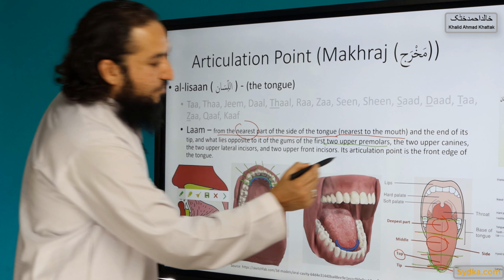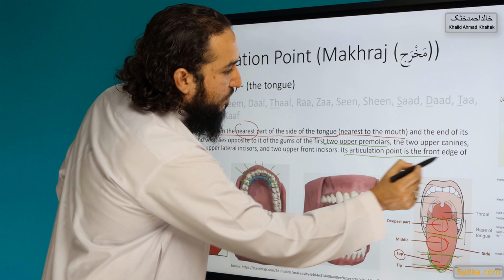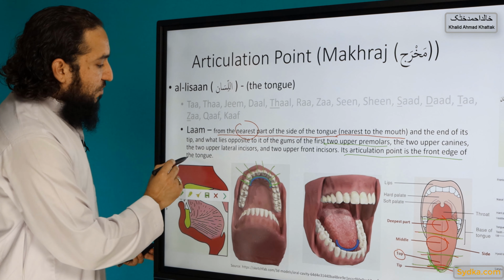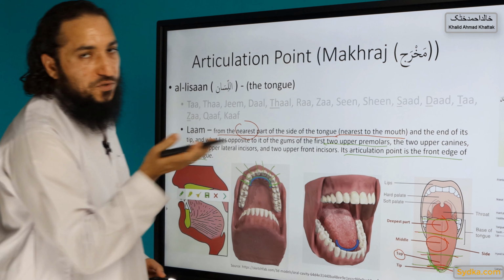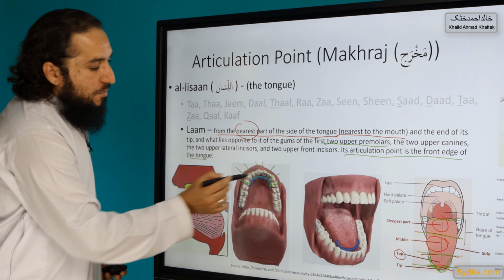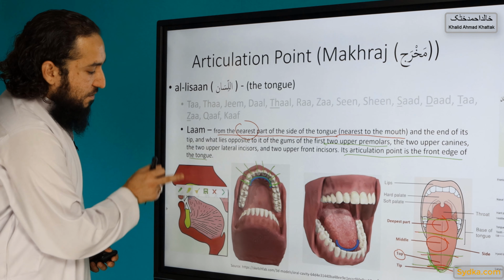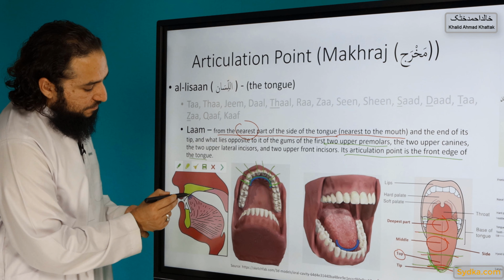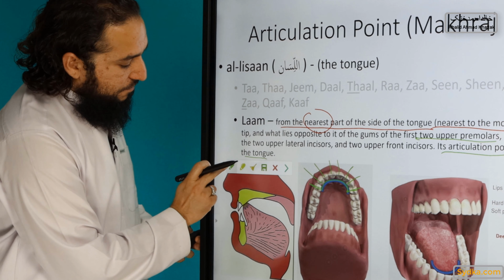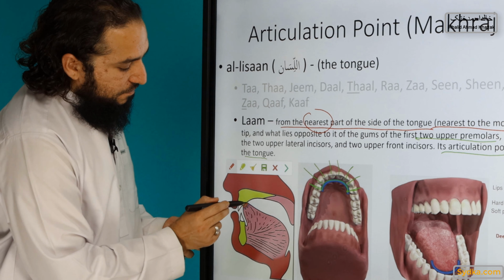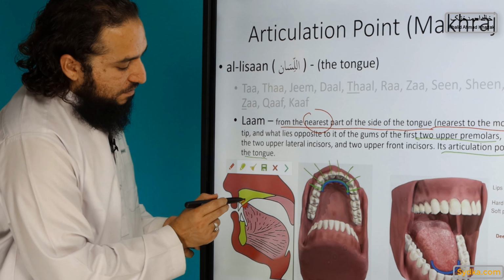And its articulation point is the front edge of the tongue, when it is connecting to that part. Lam, L, that is the articulation point. You can see here, and that's opposite to it.